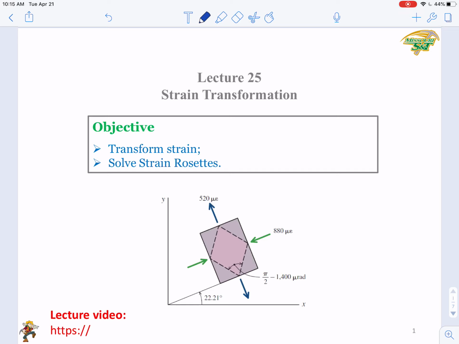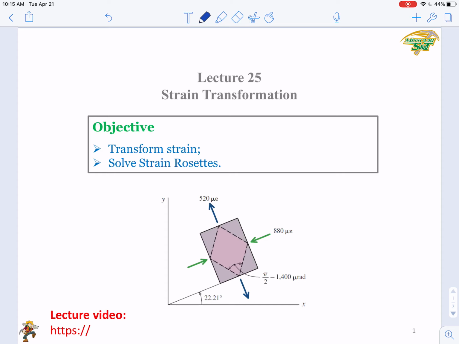Okay, so I believe you have all understood why we need to do stress transformation and why we need to find out the principal stresses and the maximum shear stresses. Okay, so now why do we need to do strain transformation? Actually, similar to why we need to transform stress.